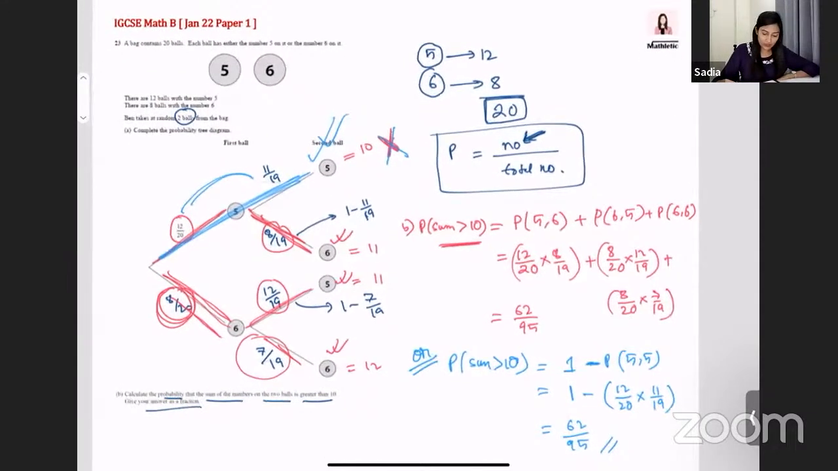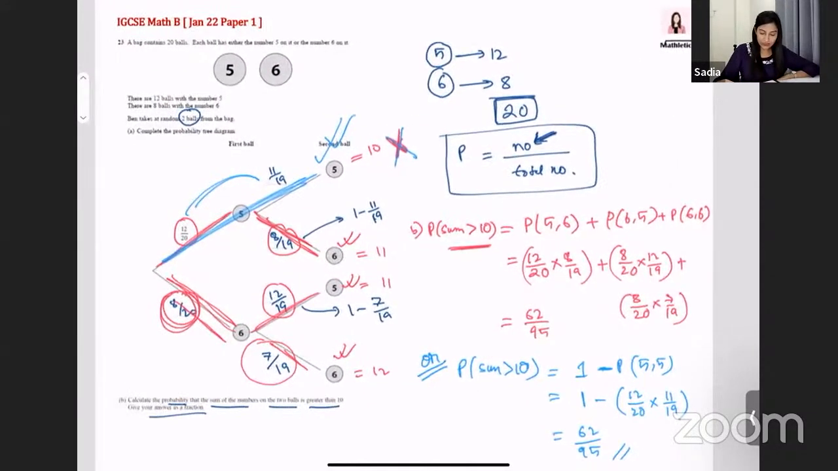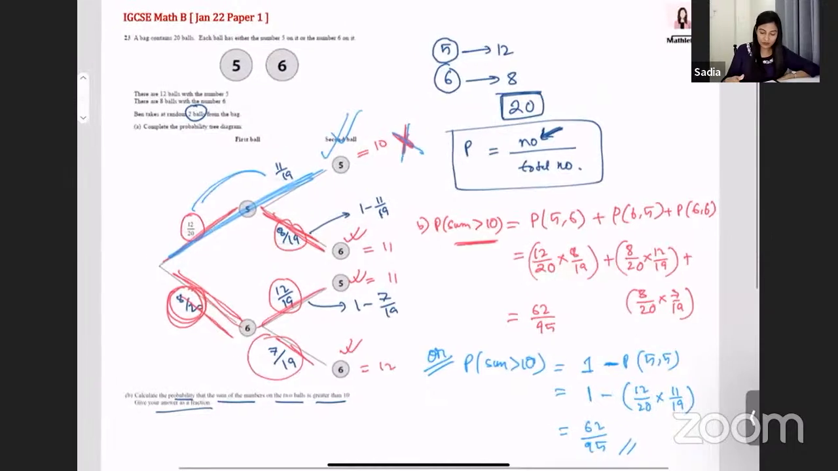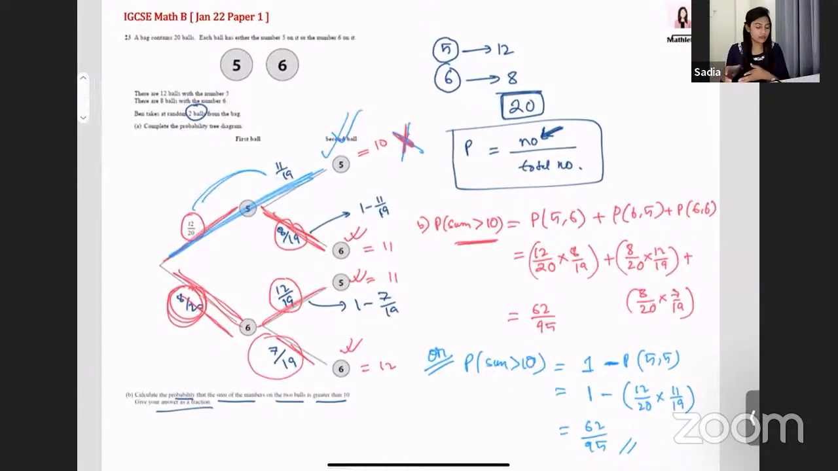So I'm done with Math B Gen 22 paper 1. You can take a screenshot of this. That's the solution of number 23 from this paper. I will be moving on to the next year, which is 2021. So the next paper should be Jan 21.